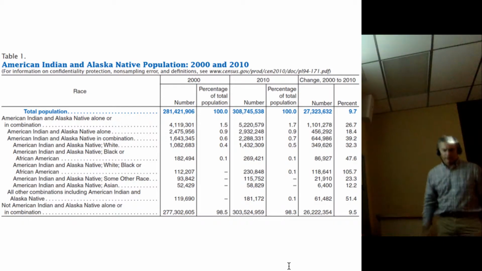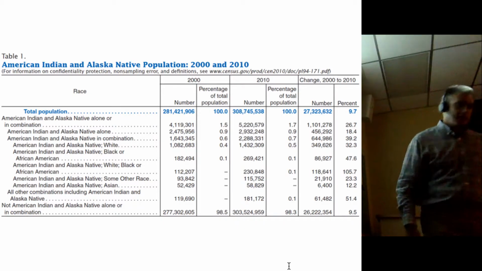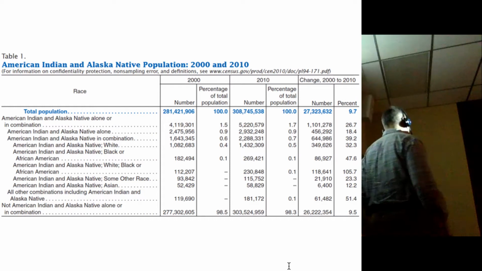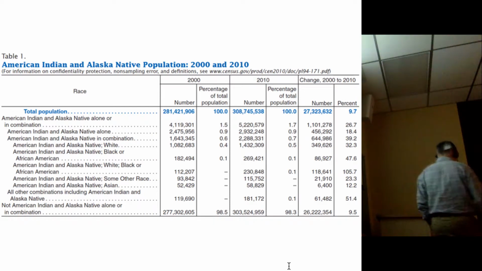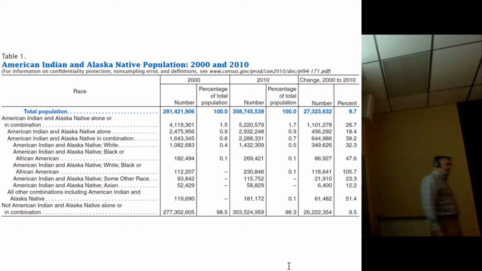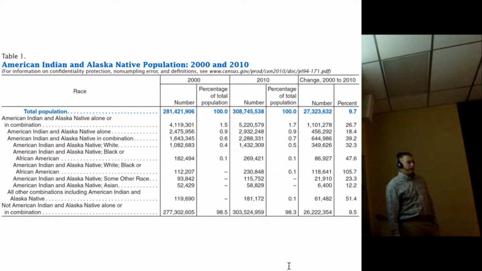If you were to ask the man on the street at Walmart, in the Walmart parking lot, right, hey, what do you suppose the American Indian population is in the United States? You think they have much of an idea? Probably not. But they might be able to tell you whether or not the population was increasing or decreasing.